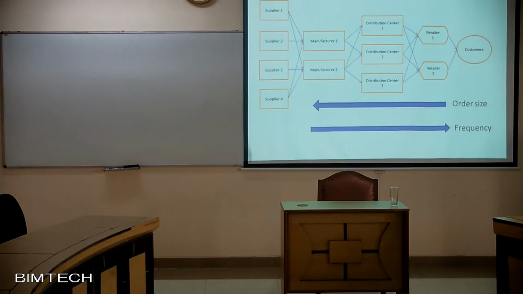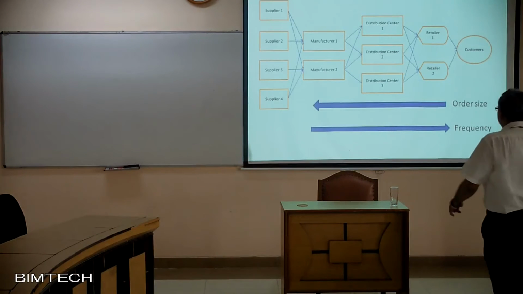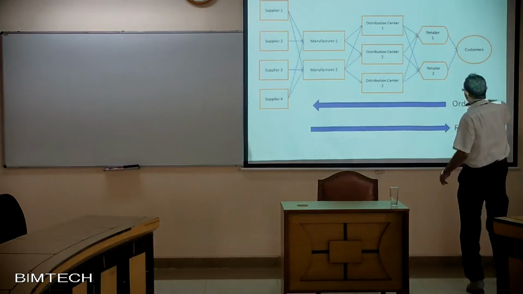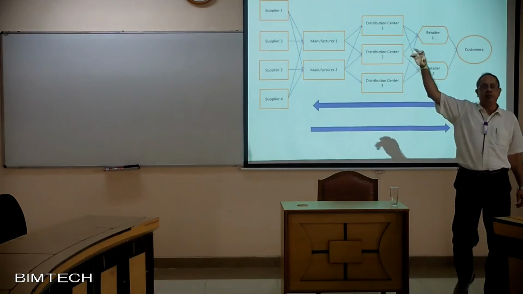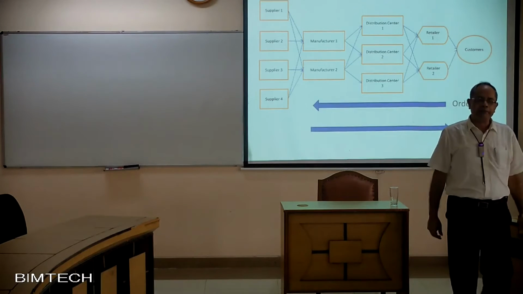Similarly, the distributor in turn is catering to a number of retailers, and therefore when the distributor is placing an order onto the manufacturer, the order size further goes up. So what we are saying is that the order size tends to increase as you move upstream in the supply chain.